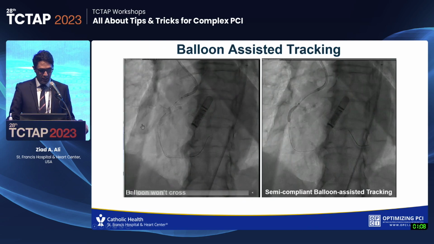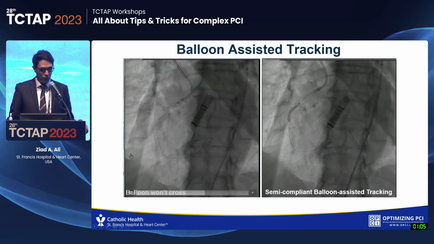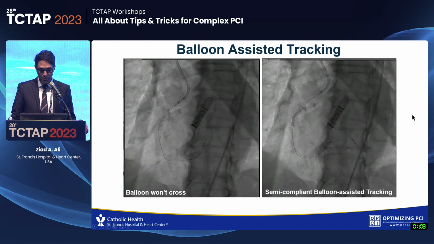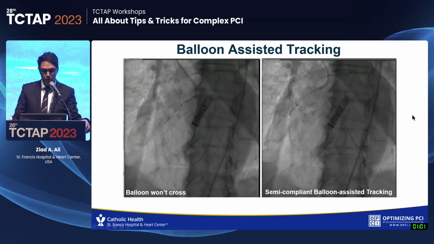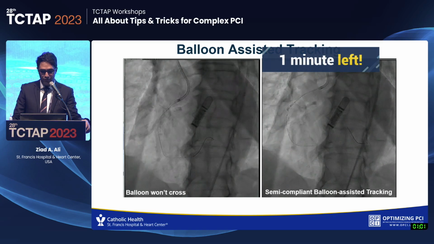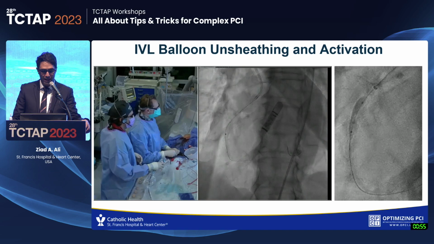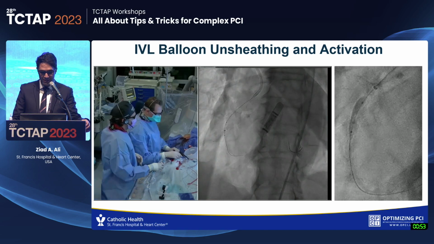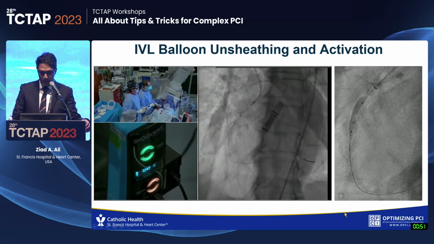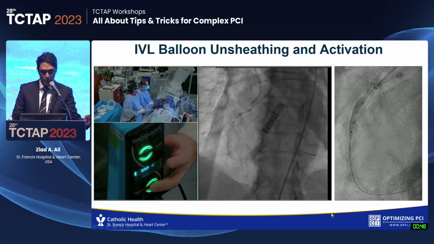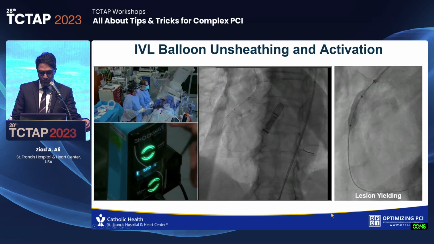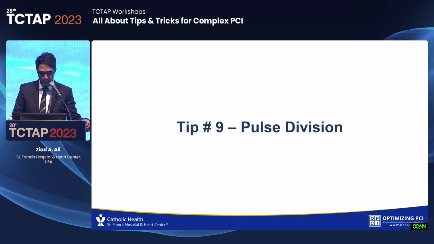It's very simple. Here's an example of a balloon not being able to cross a calcified lesion. You simply use a semi-compliant balloon and use balloon-assisted tracking of your guide extension catheter. And once you've got your guide extension catheter in place, it's simply unsheathing of this IVL balloon allows you to optimize your placement of your balloon and then to see immediate fracturing and lesion yielding.